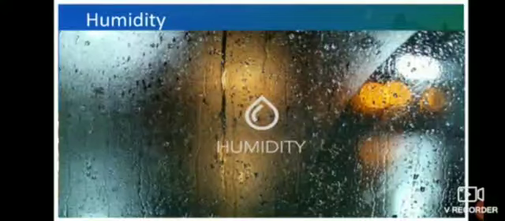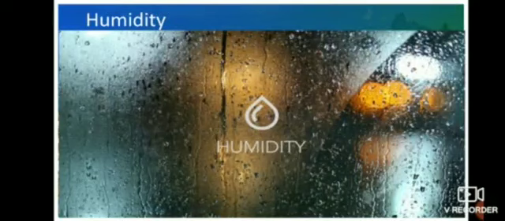The quantity of moisture in the air is the humidity of the place. So, what is humidity? The quantity of moisture in the air is called the humidity of that place. If the humidity is high when it is hot, we feel sweaty. We are going to learn more about humidity in our next class.